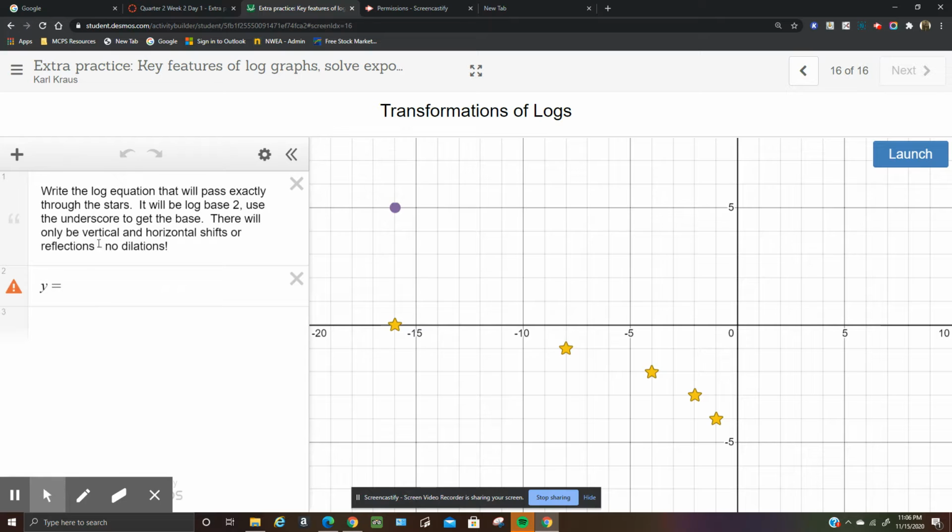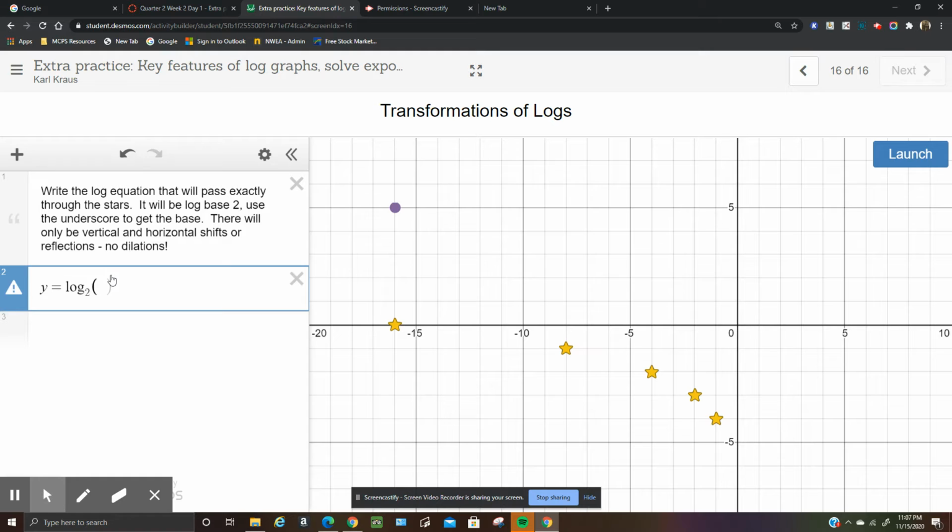And then 16. One reason to use log base 2 here is so we can look at grid space a little bit better. The bigger the base, the more spread out the graph would be, or the stars would be. So the stars are a little bit tighter together if I use log base 2. That's why I use log base 2.